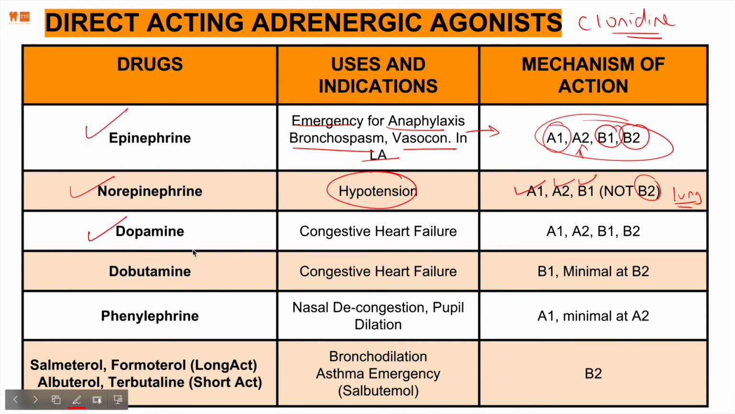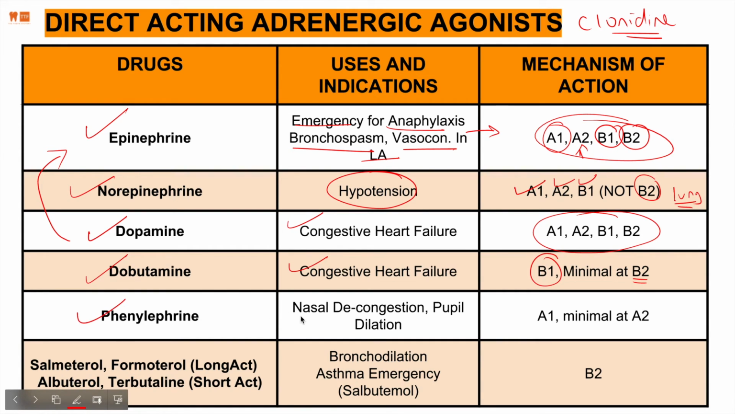Dopamine. Congestive heart failure. Dobutamine. Congestive heart failure. The only difference is that dopamine is activated on all 4 receptors. Now, how do we remember that? Well, remember that dopamine was the precursor to epinephrine. So wherever epinephrine acts, that's where dopamine acts. However, dobutamine, still in the treatment of congestive heart failure, is activated mainly on beta 1, not beta 2. Very minimal on beta 2.